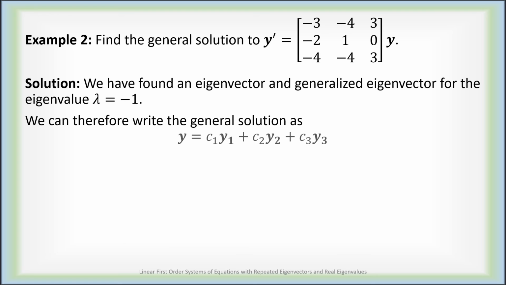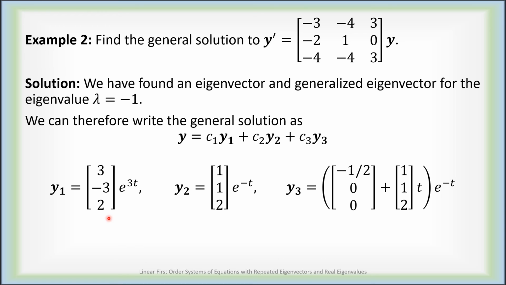Then we can write our general solution as C1y1 plus C2y2 plus C3y3, where y1 is the eigenvector corresponding to the eigenvalue of 3, which had multiplicity 1, therefore geometric multiplicity 1 fills our needs. However, for the eigenvalue of -1 that had algebraic multiplicity 2, we only have geometric multiplicity 1. We found one linearly independent eigenvector, 1, 1, 2. Then we found a generalized eigenvector, so our second solution here is -1/2, 0, 0, the generalized eigenvector, plus t times the original eigenvector of 1, 1, 2, times that exponential e to the minus t.